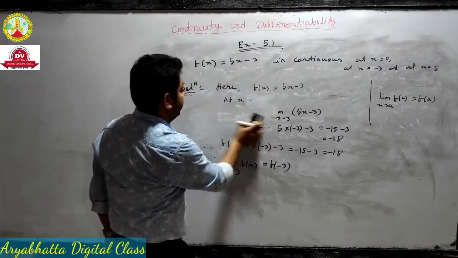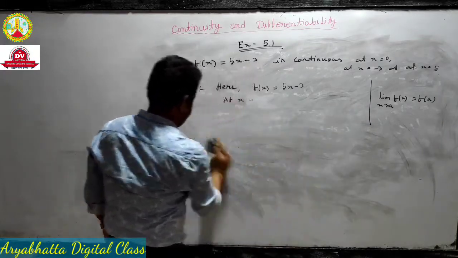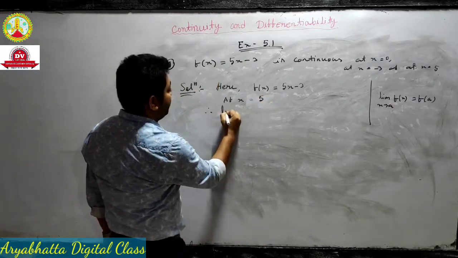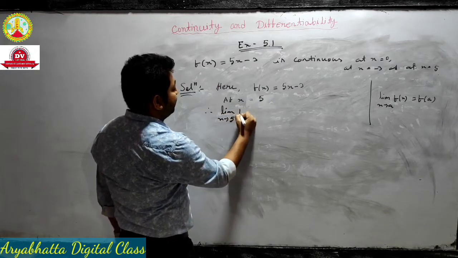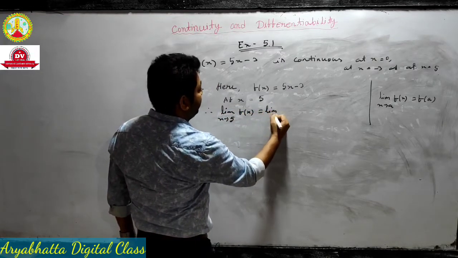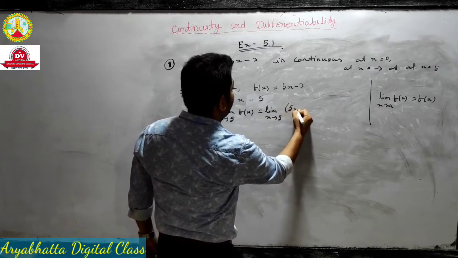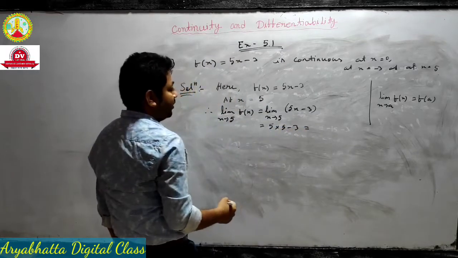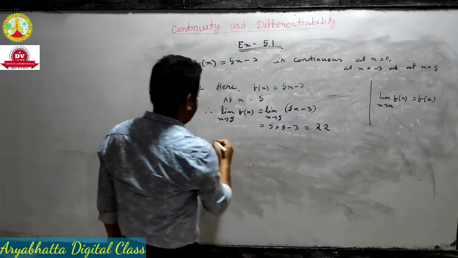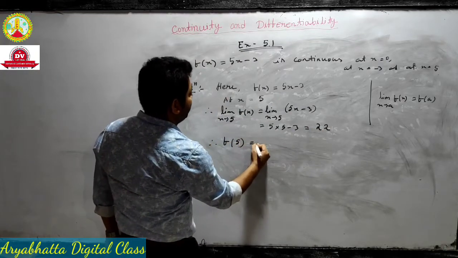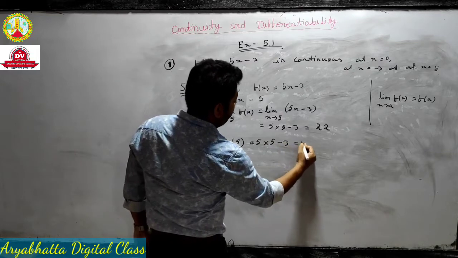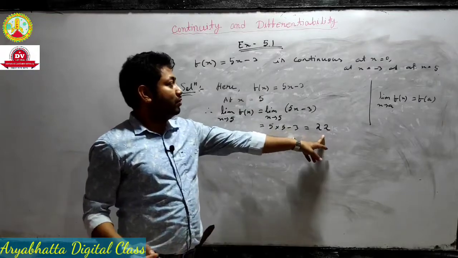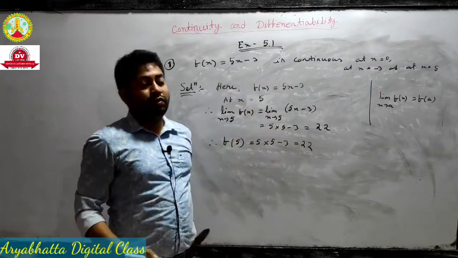Next, at x equal to 5, limit x tends to 5, f of x is equal to 5x minus 3. This is equal to 5 into 5, 25 minus 3, 22. Next, f of 5 equal to 5 into 5 minus 3. This equal to 22. Here limit x tends to 5, f of x equal to f of 5 is equal to 22. Therefore, this function is continuous at x equal to 5.